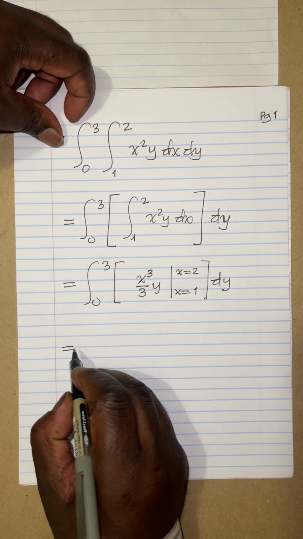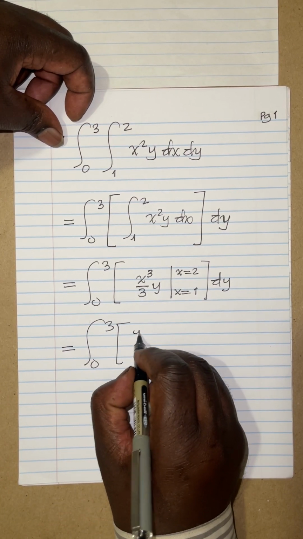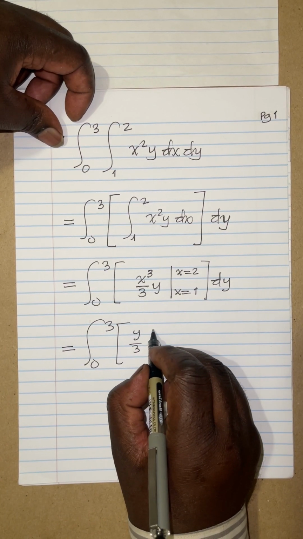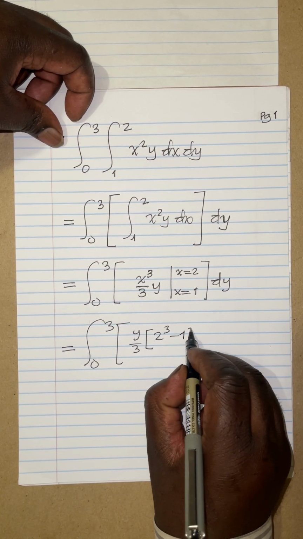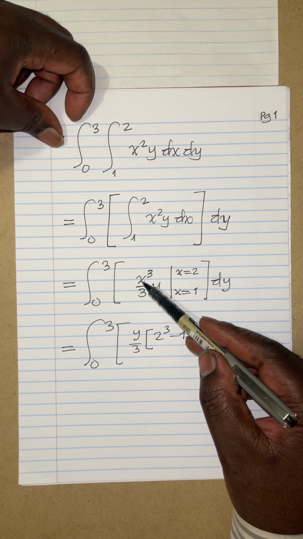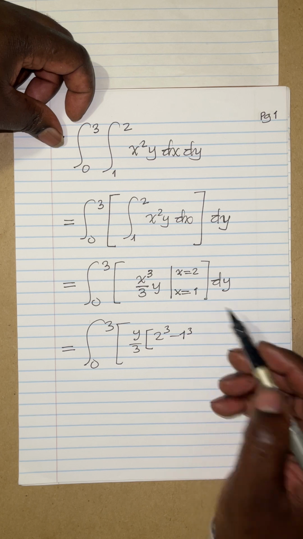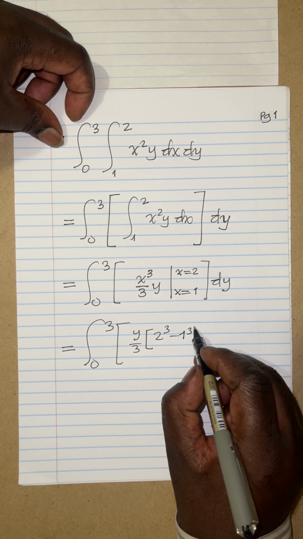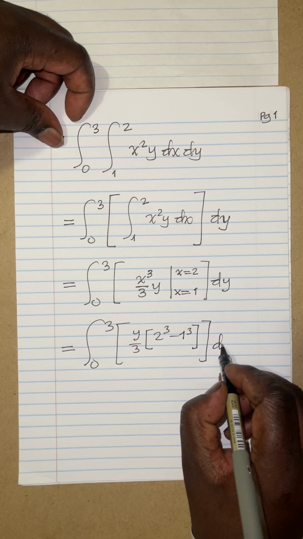So this is going to be the integral from 0 up to 3. What are we saying? We are saying we have y over 3, and then we have, watch this, 2 cubed minus 1 cubed. What have I done? I've taken 2, substituted into the place of x there, and also 1. But we have to subtract because upper limit minus lower limit, that's how we evaluate integrals. And then we're saying outside there we have dy.